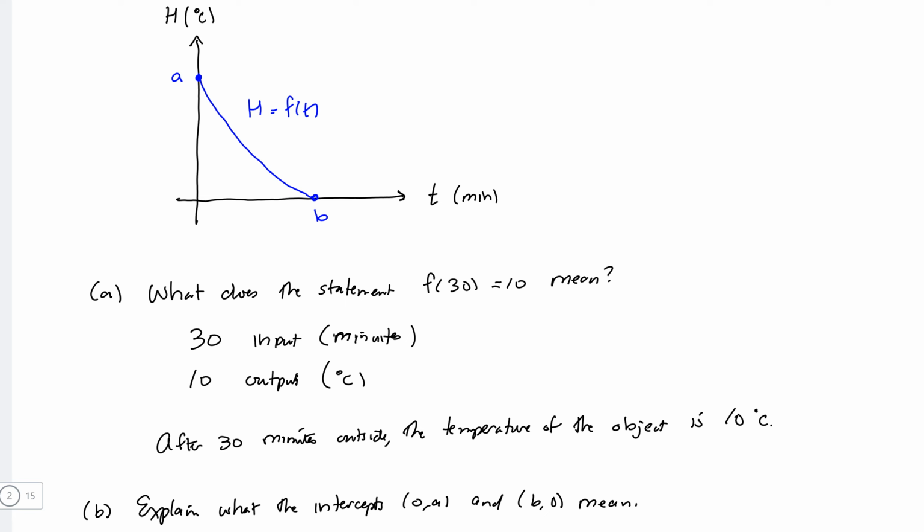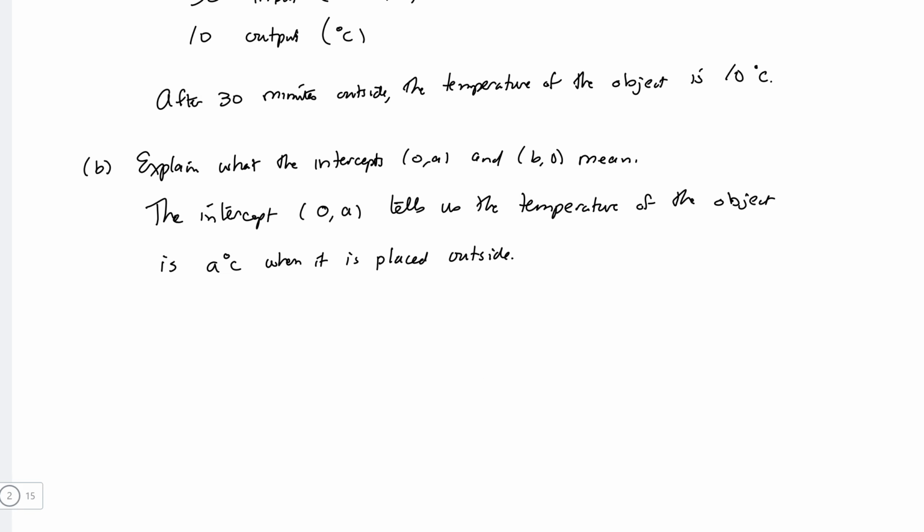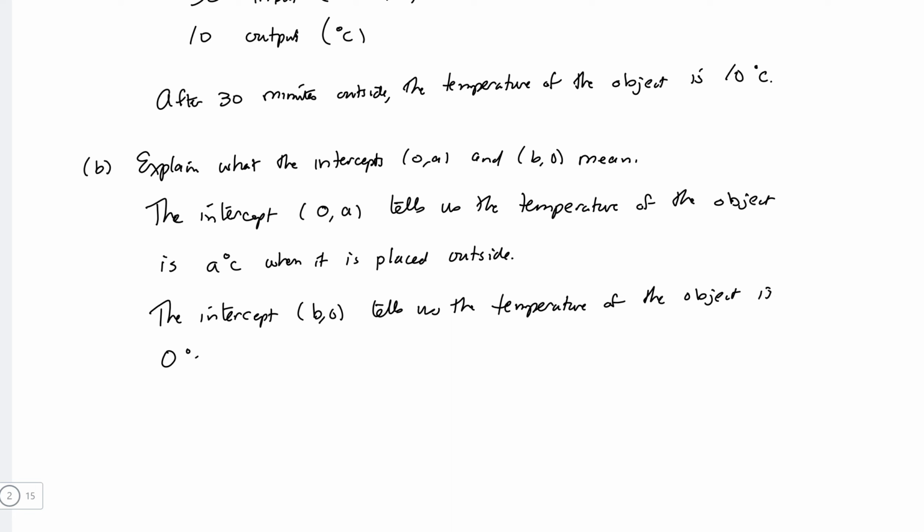And now the intercept b, 0 is when the temperature is equal to 0, and b is now measured in minutes. So the intercept b, 0 tells us the temperature of the object is 0 degrees Celsius after b minutes.